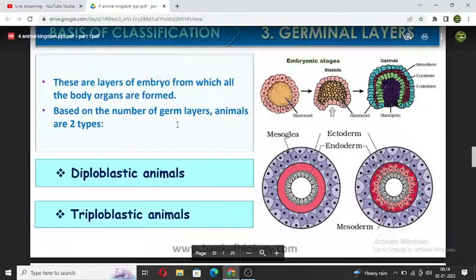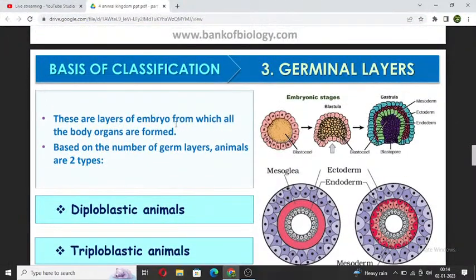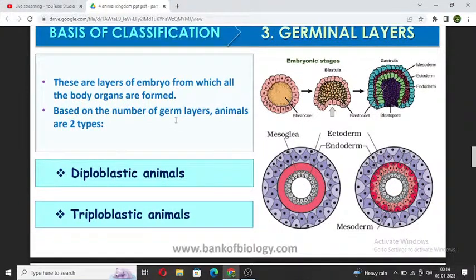Yeah, hello everyone. I think in our last class we have done till symmetry, and I said I'll be talking about germinal layers in my next class. So let us begin with this.